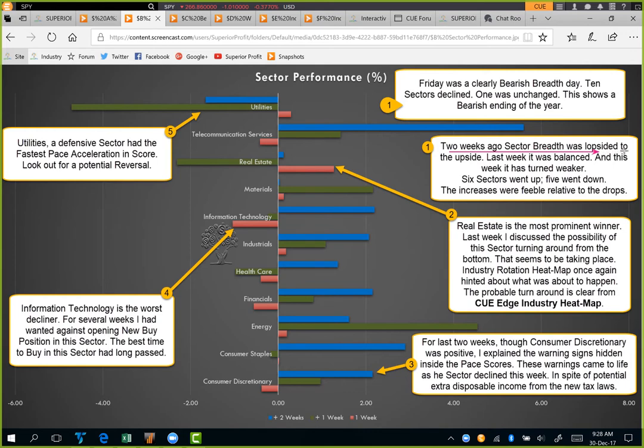2 weeks ago, if you were watching these market roundups regularly, you remember that sector breadth was lopsided to the upside. That is, these red bars were much more to the right side than to the left side. Last week it was more balanced. So from being lopsided to the upside, it became balanced, and this week it has turned weaker. 6 sectors went up, 5 went down, and the increases were feeble relative to the drops. Real estate is the only sector that increased significantly.